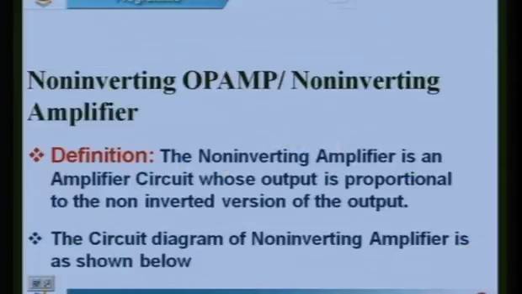Next, let us discuss the non-inverting op amp or non-inverting amplifier. We already discussed the inverting amplifier or inverting op amp. What is an inverting amplifier? It is an operational amplifier circuit whose output is proportional to the inverted version of the input. Now, what is a non-inverting amplifier? The non-inverting amplifier is an amplifier circuit whose output is proportional to the non-inverted version of the input. That means we will get the amplified version, but not the inverted version, of the input at the output of the non-inverting amplifier. Let us see the circuit diagram of the non-inverting amplifier.